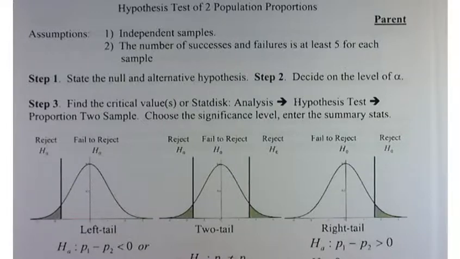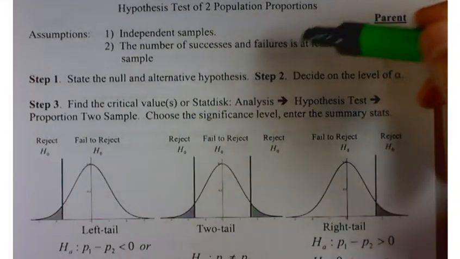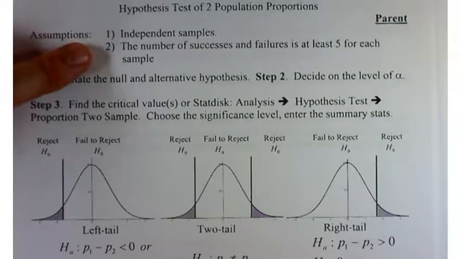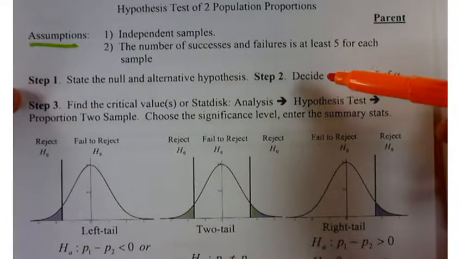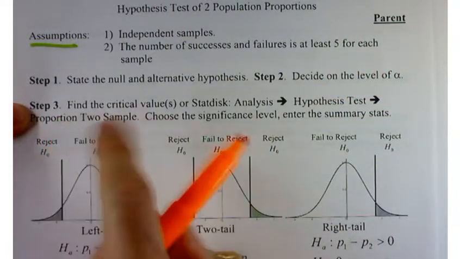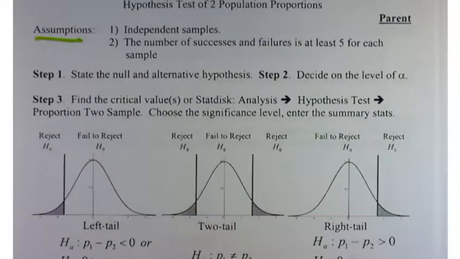Start out by stating your null and alternative hypothesis. I guess before then, you really should verify that your assumptions are met, and that is the number of successes and number of failures is at least 5 for each sample. So at least 5 successes, at least 5 failures for each sample. Assuming that's true, move on and set up your null and alternative hypothesis. If you're doing this old school, you would find the critical values from the Z distribution.